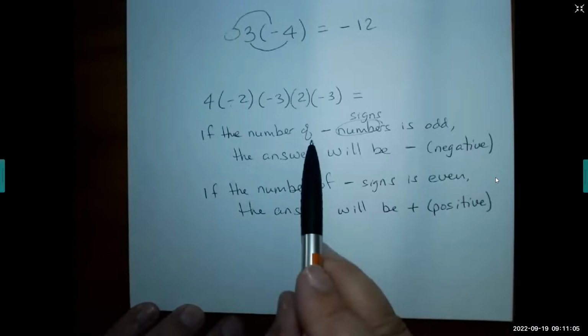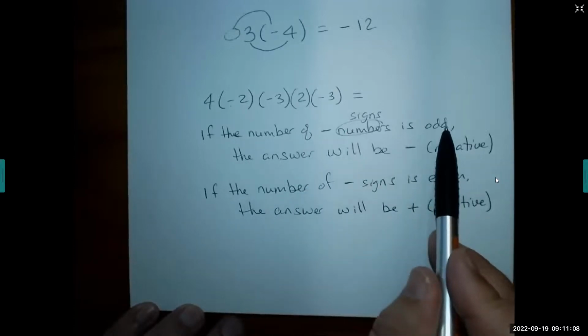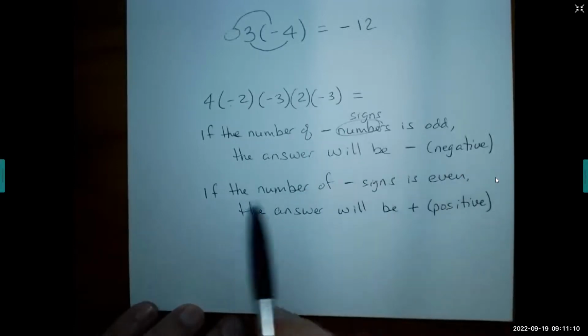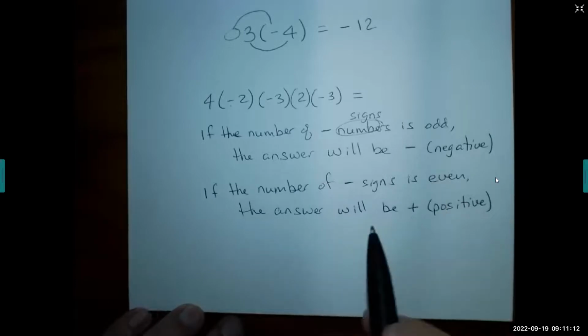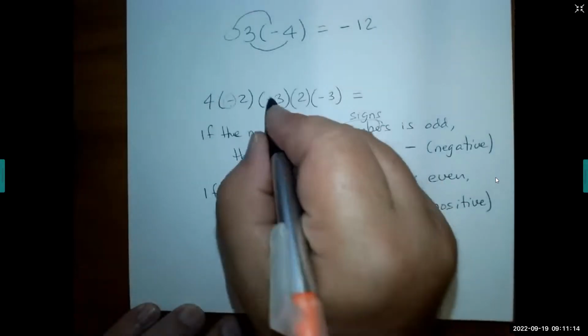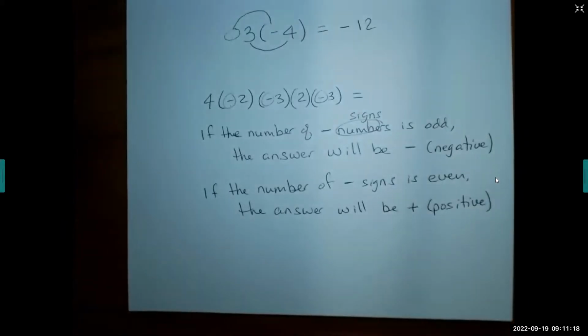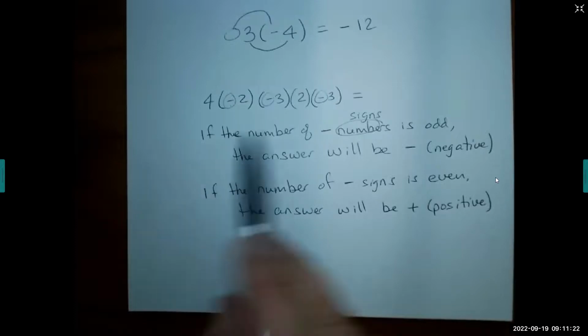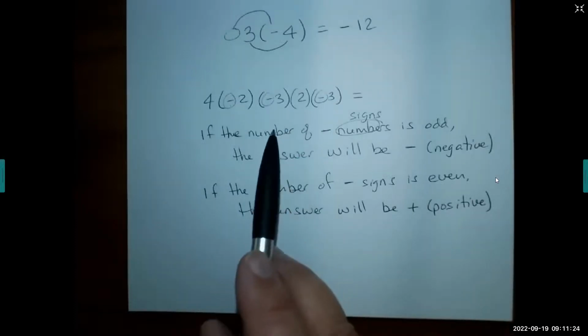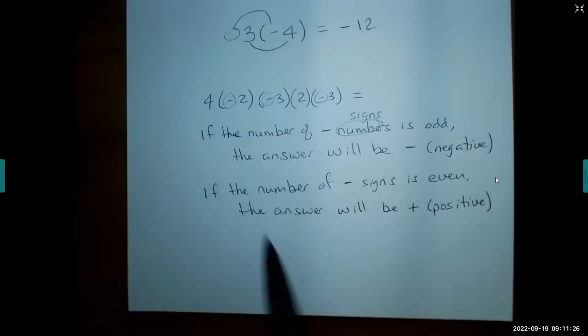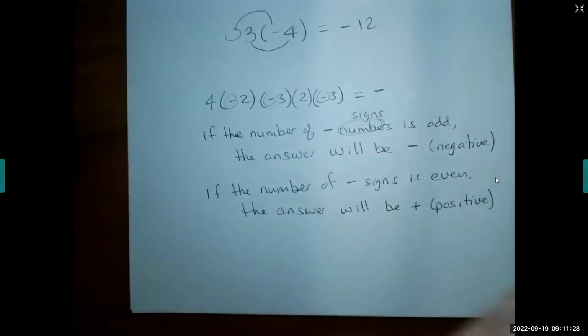So if the number of negative signs is odd, the answer is going to be negative. If the number of negative signs is even, it'll be positive. We have 1, 2, 3. Okay, this only works if you have only multiplication and division. You notice there's no plus and minus equations in there. It's just all multiplied or divided. So we know the answer is going to be negative.